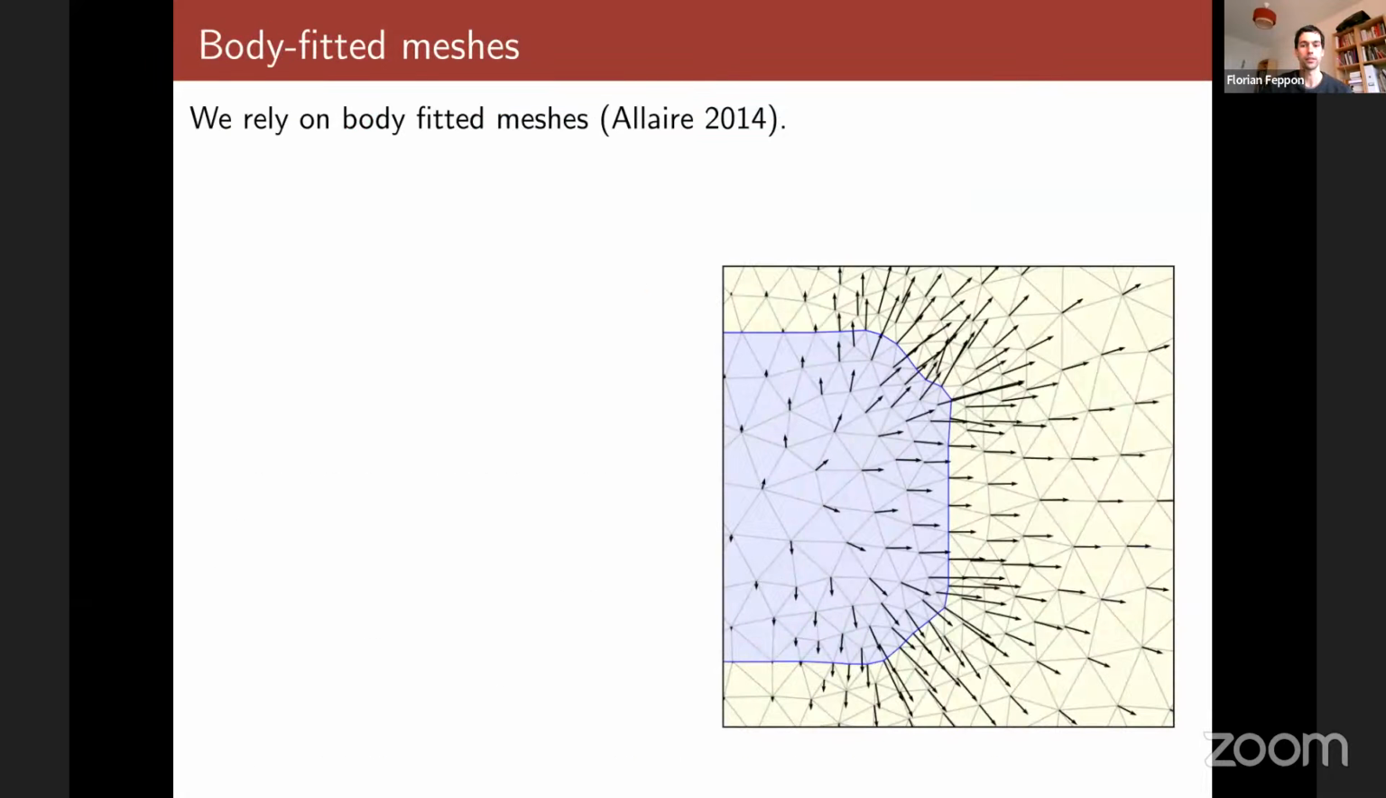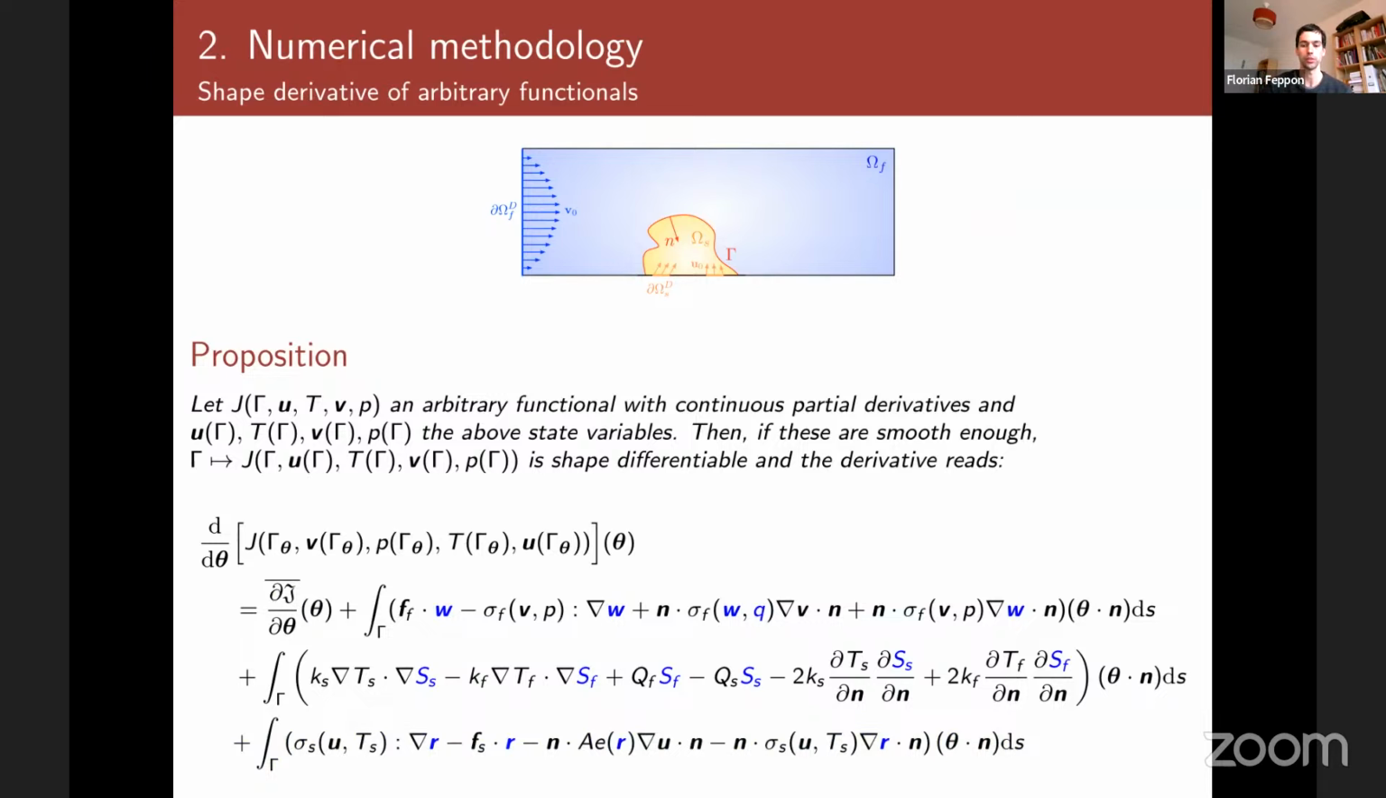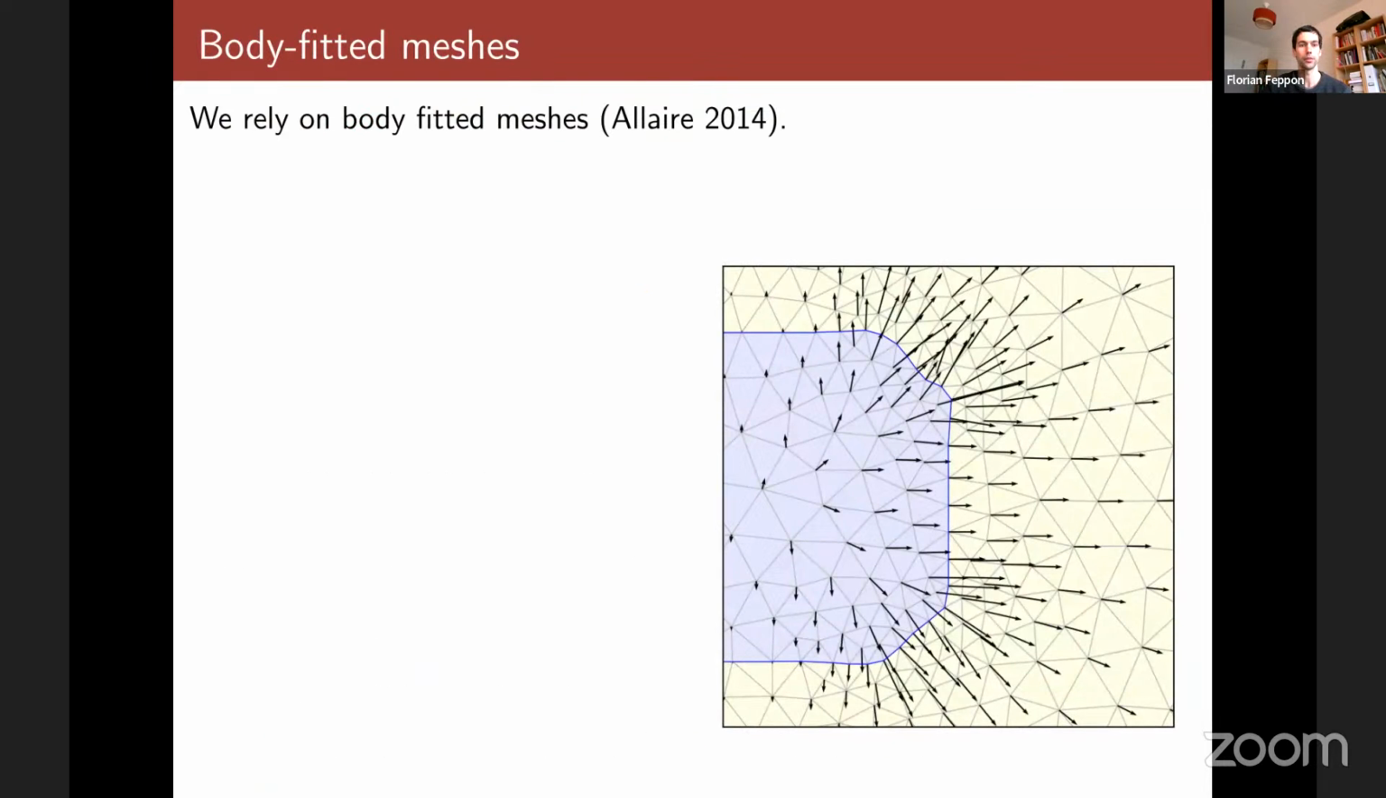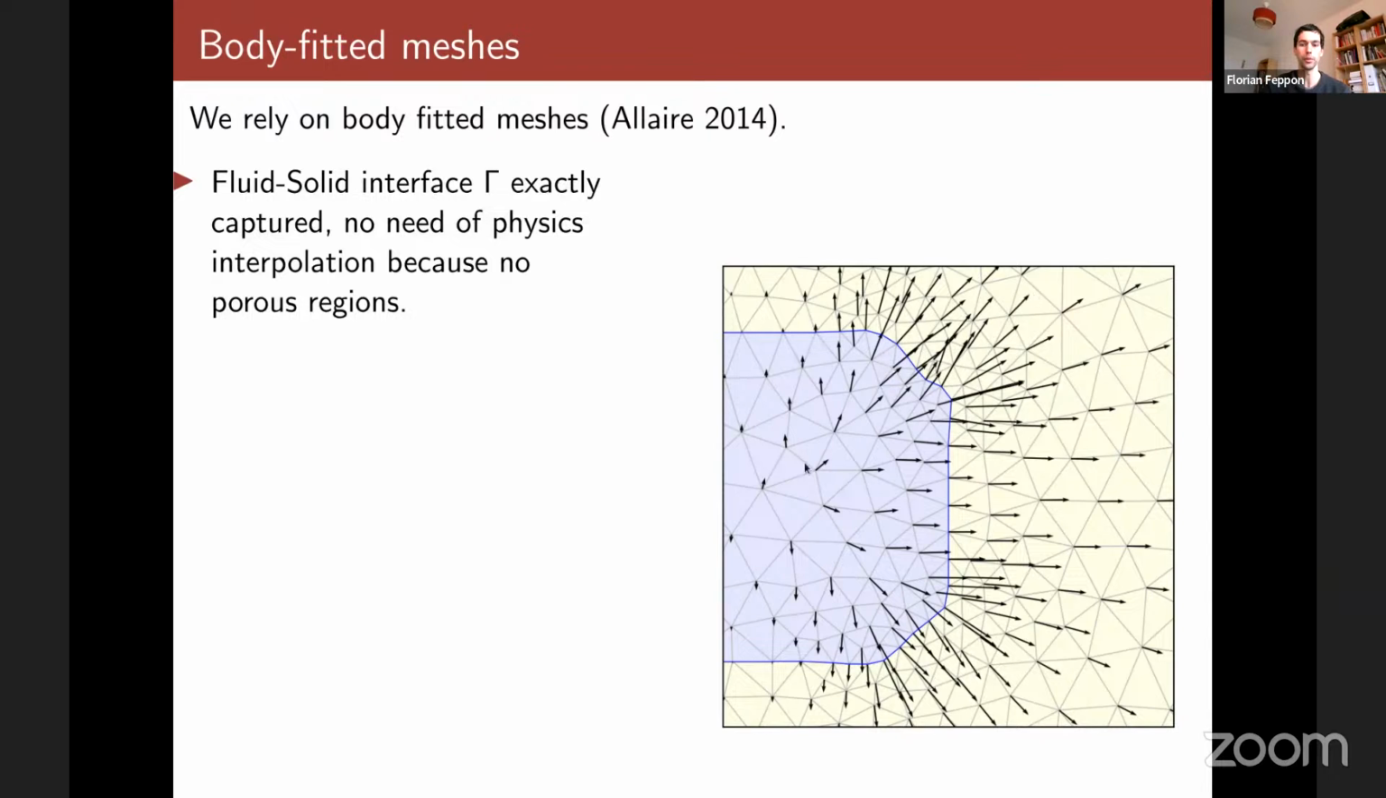Using this shape derivative, we can use gradient algorithms, but this gradient algorithm requires a methodology to update the shapes. In order to take into account the various physics and to enforce the physics exactly at the interface, we use body-fitted meshes, following an idea presented in a paper from Allaire and co-authors in 2014. So we have an exact mesh description of the fluid domain and the solid domain, and the interface is exactly captured, so we solve the physical models directly without interpolation.